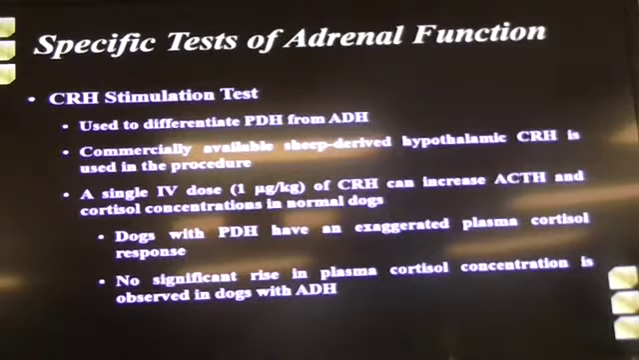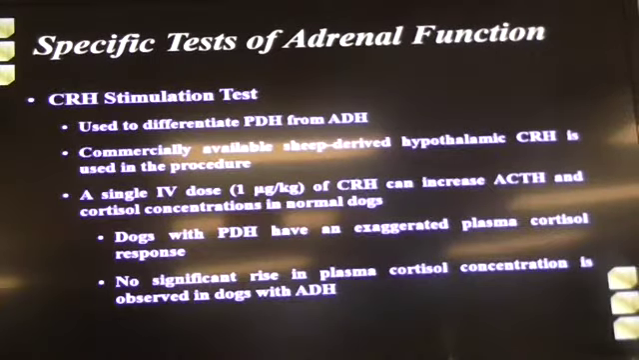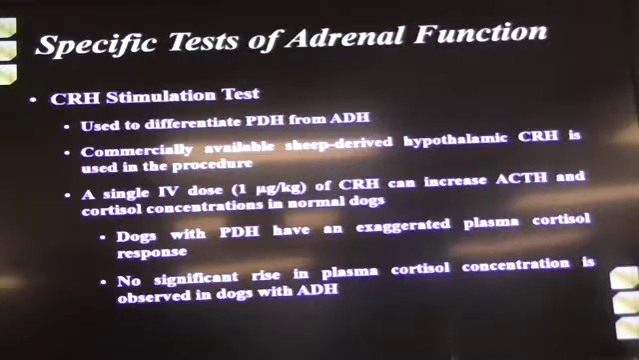Okay, now why don't we do a CRH stimulation test? What were we trying to find out? So what did we do a CRH stimulation test for? Can we differentiate between pituitary dependent and adrenal dependent?